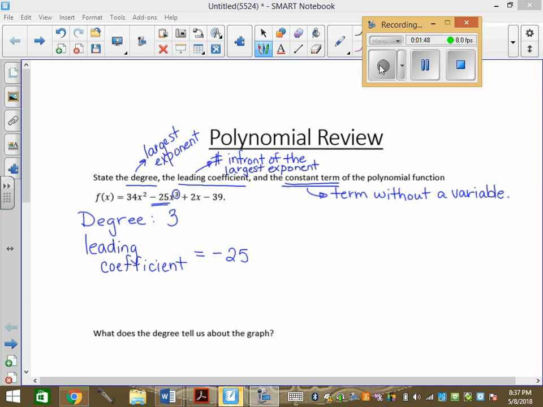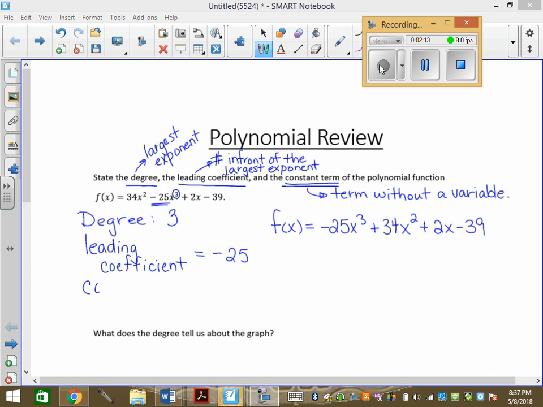So if it makes it easier for you, I would rearrange the equation right off the bat and put them in descending order. So negative 25x cubed plus 34x squared plus 2x minus 39. And always note when doing a polynomial, are you missing a term? Because if you're missing a term and you go to do synthetic division, you're going to have to remember to put a 0 placeholder.